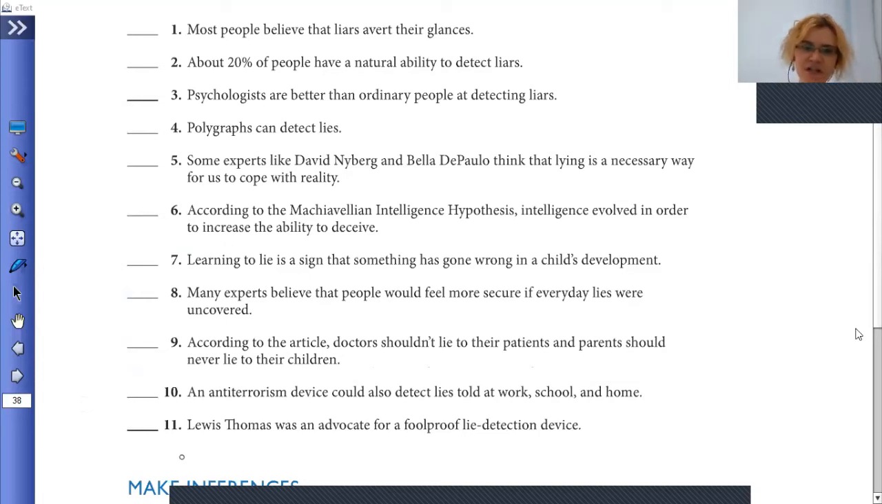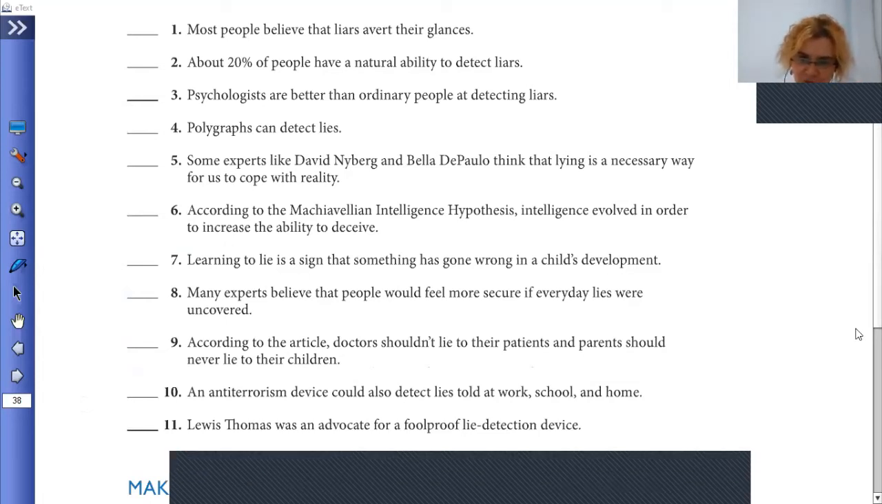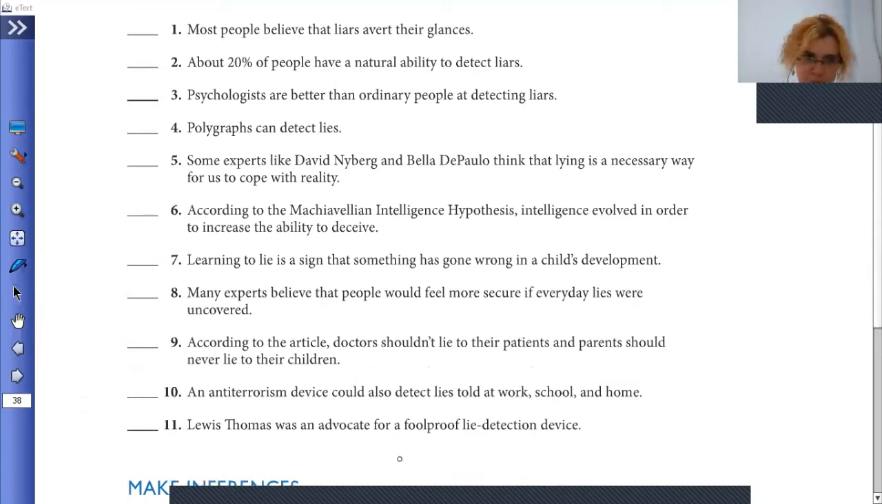What is number 11? Louis Thomas was an advocate for a foolproof lie detection device. Is that true or false? True. Was actually false. He wasn't so much for it, actually.